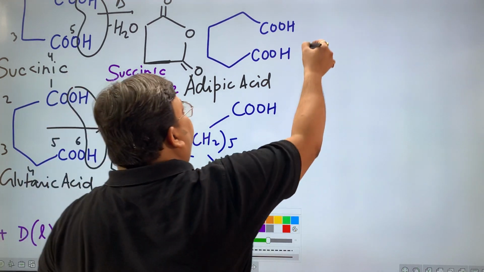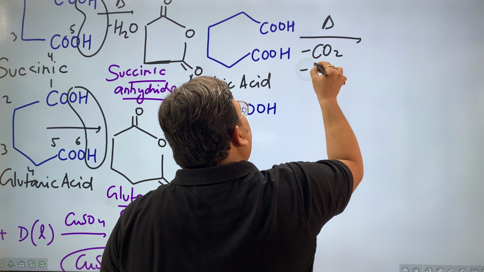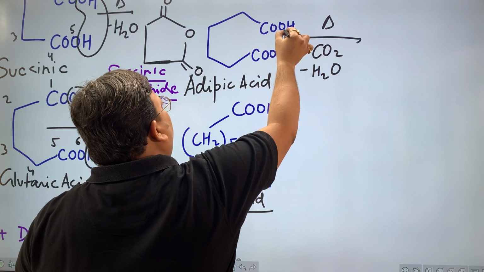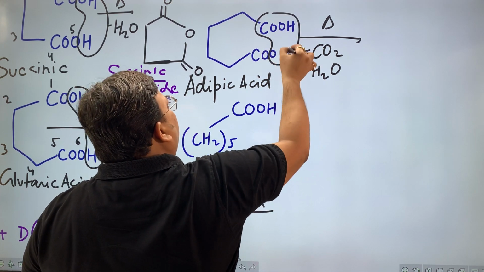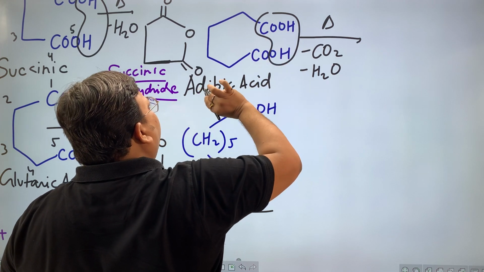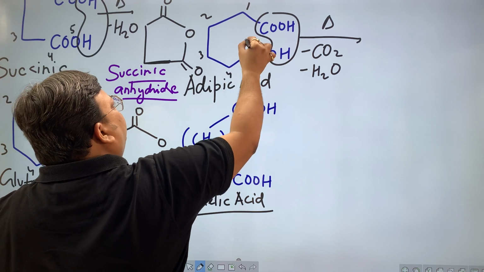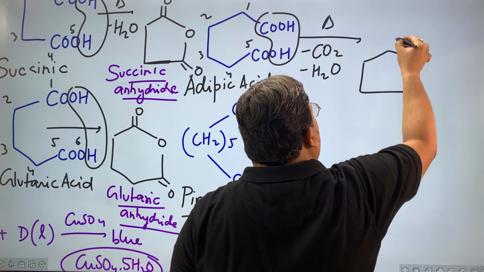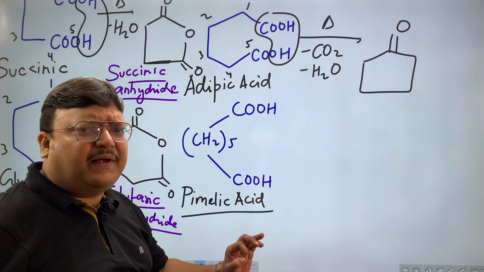The effect is this: on heating it will lose both carbon dioxide and water. यहाँ पे decarboxylation भी होगा, dehydration भी होगा. You remove carbon dioxide, you remove water, you see the product very clearly, which will be a 5-carbon cyclic ketone. So it will be C double bond O, and the product naturally will be a 5-carbon cycloketone. So the product is simple to understand. The same will happen with pimelic acid.